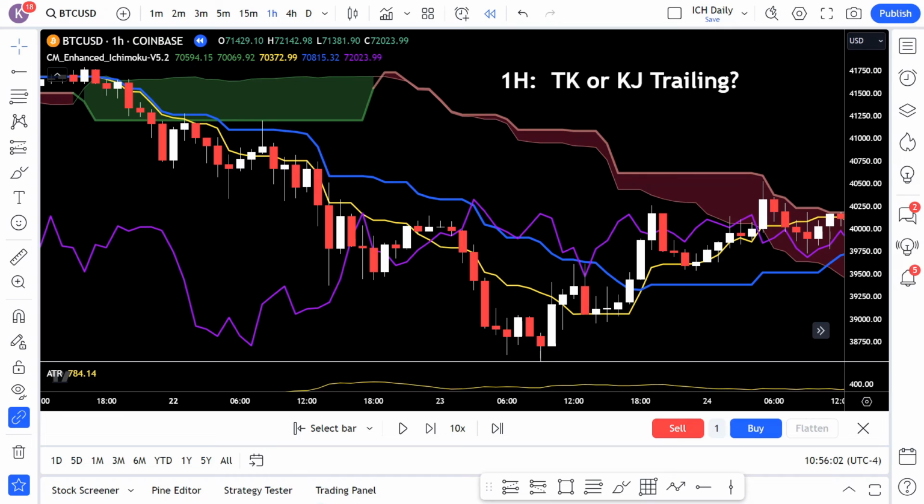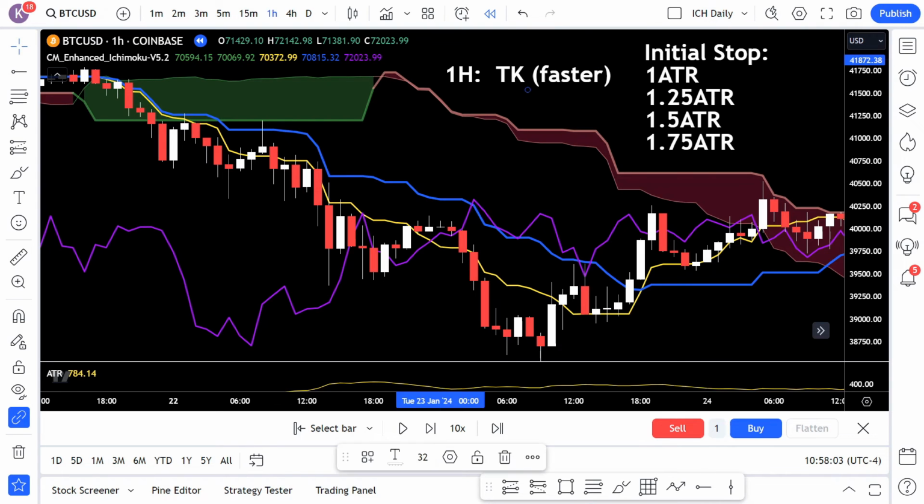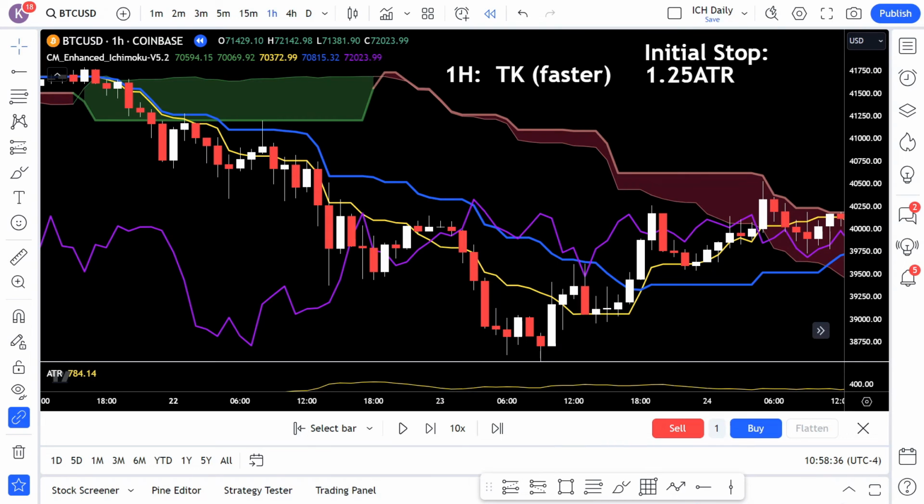Now we're on the 1-hour chart. Would we use the faster or the slower moving average to trail the stop? The 15-minute we use KJ, but on the 1-hour we're going to use TK, which is the faster moving average. And then what are we going to use for the initial stop? We can use a 1 ATR, 1.25, 1.5, or 1.75 ATR. The answer is 1.25.